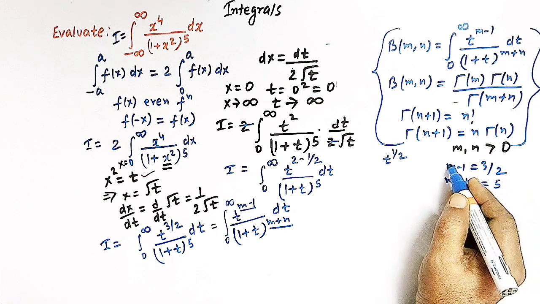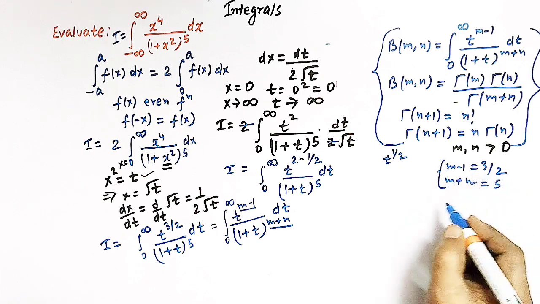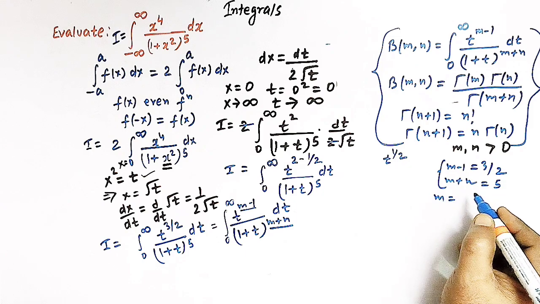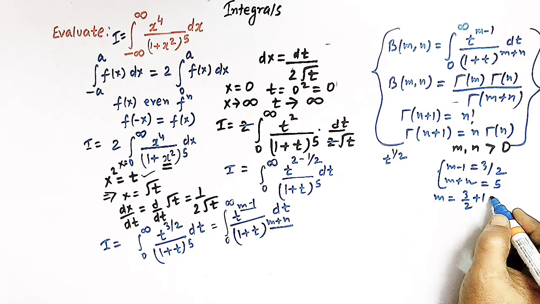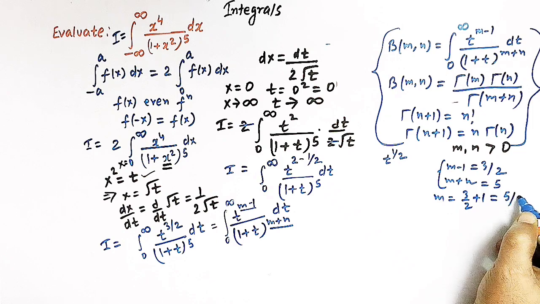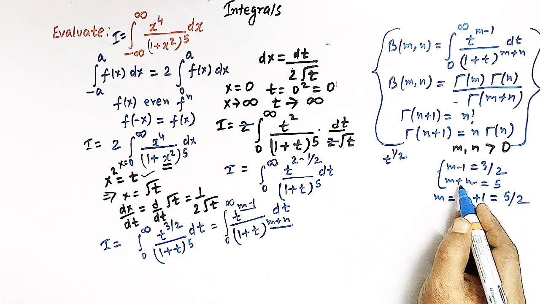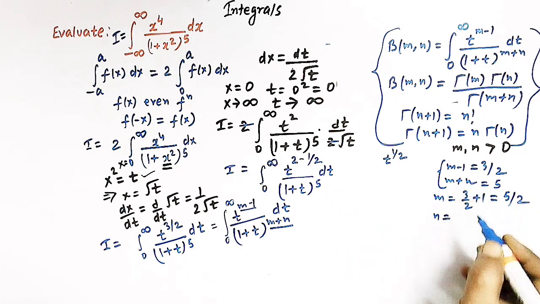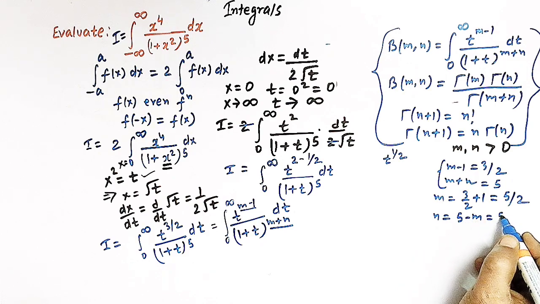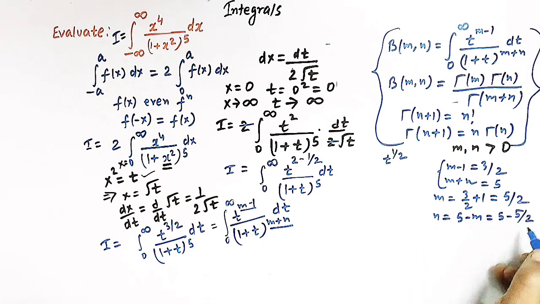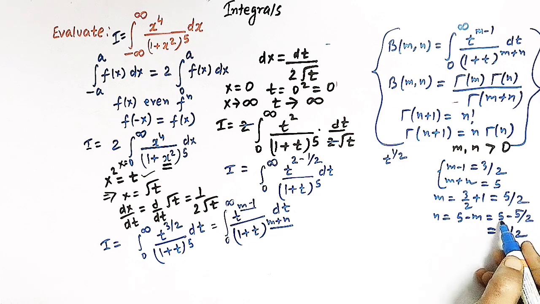So we have here two equations, and we can find out the values of m and n, and m is 3 by 2 plus 1, that is 5 over 2, and from here we can find out the value of n, that is 5 minus m. So we have 5 minus 5 by 2, that is 2 times 5 is 10, 10 minus 5 is 5, that is 5 over 2.